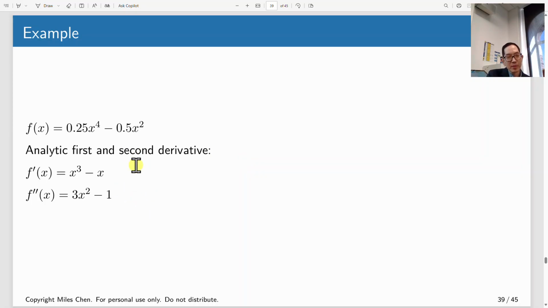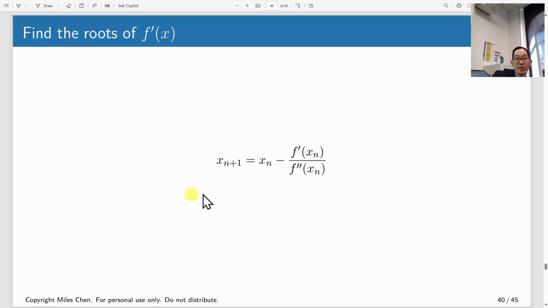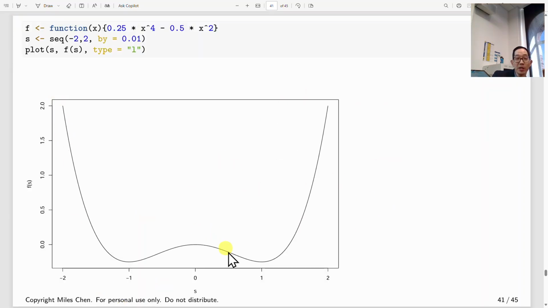Okay, so here's a very, very simple example. I've got this polynomial, 0.25 x to the fourth minus 0.5 x squared. I use calculus and say, all right, the first derivative is x cubed minus x, and my second derivative is going to be 3x squared minus 1. And we'll use that and do the Newton-Raphson method. This is how we're going to find the next iteration. So here's a plot of the function 0.25 x to the fourth minus 0.5 x squared. This is what it looks like. We've got a local max at 0, a local min at 1, and a local min at -1. Let's see if we can identify these, okay?